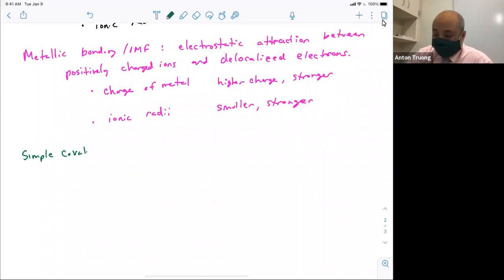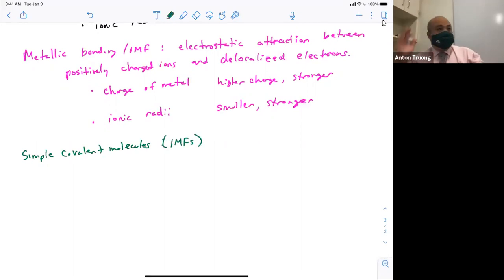Simple covalent molecules is where we get into the real IMFs and what we consider intermolecular forces of attraction with these molecules. And I say simple covalent molecules, meaning that they're independent molecules, not like diamond or SiO2, where it's a giant network and everything's covalently bonded. We're talking about I'm able to take one molecule of the species and separate it from all the other molecules if I wanted to. Like I can take a water molecule out of a sample and I can take a CO2 molecule out of the air. Those are simple covalent molecules.